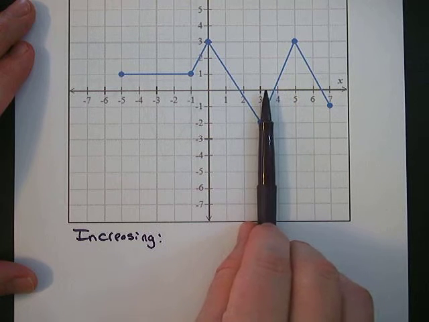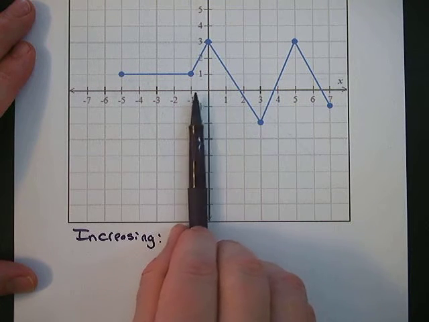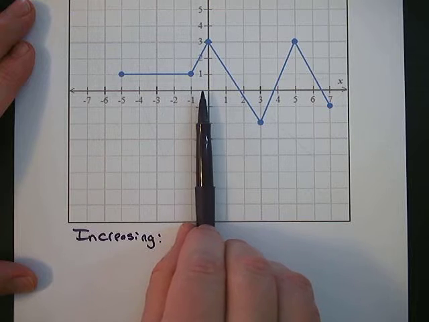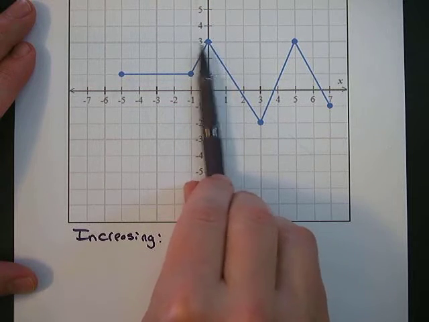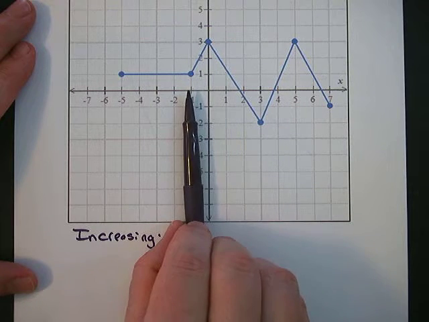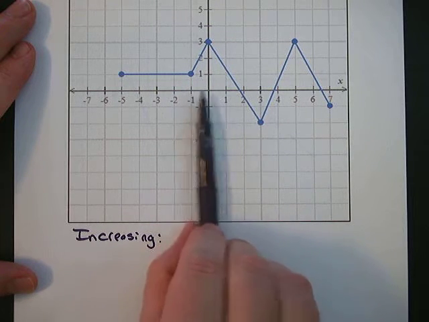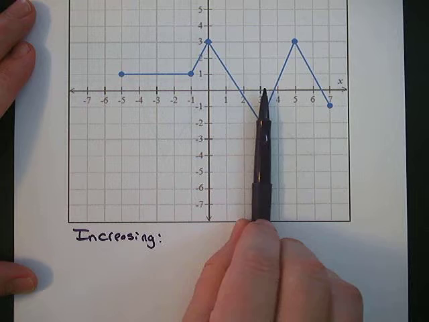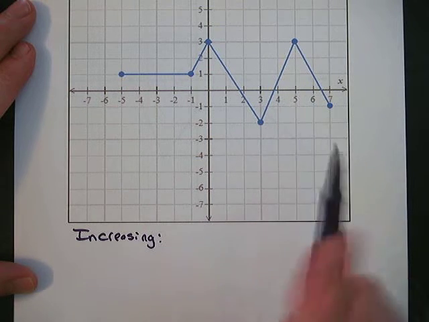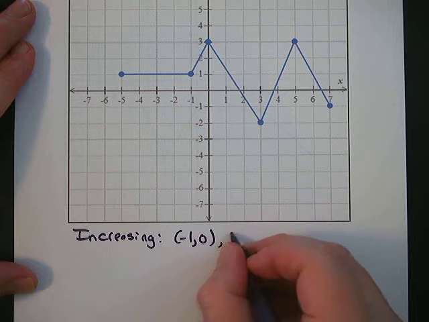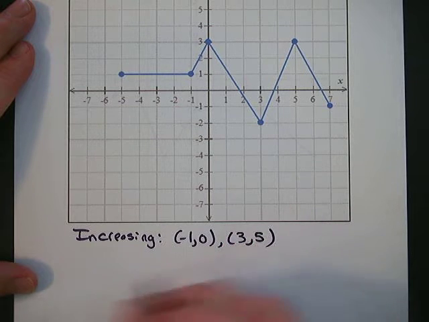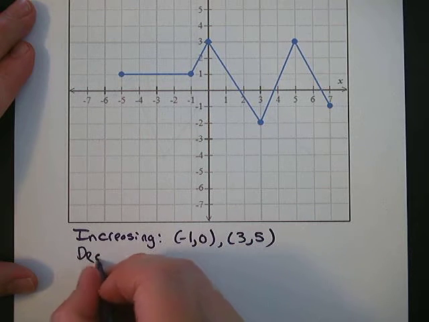Remember, we're only using x-axis numbers. So on the x-axis from -1 to 0, don't look at this 3 up here, that has nothing to do with the problem. The intervals are (-1, 0) and (3, 5).